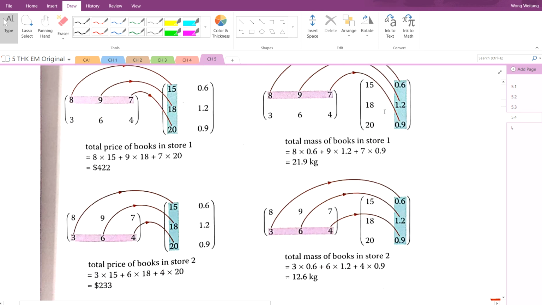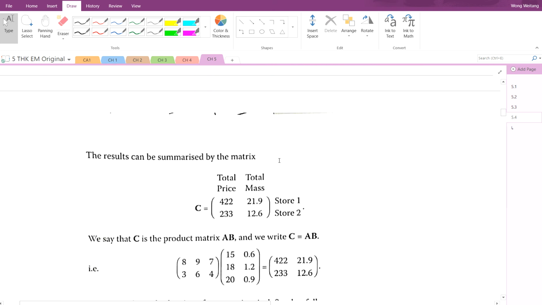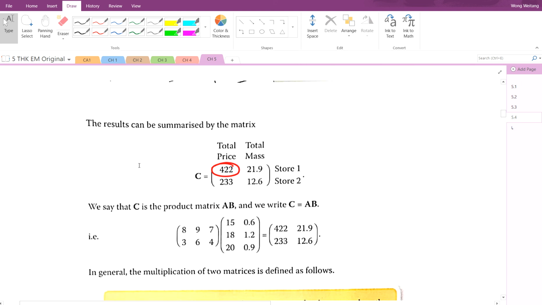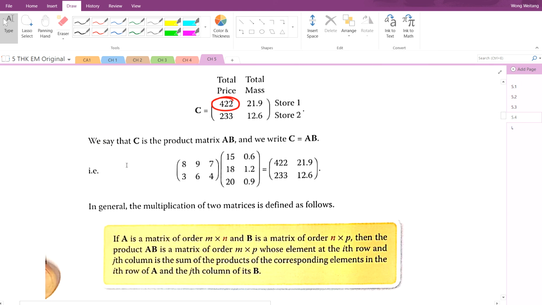For my first element over here, this first element, 422, it is found by taking the first row of the first matrix, multiplied by the first column of the second matrix. Multiply them together, you get 422. Okay, so this diagram describes exactly what I was saying. So just add everything up, multiply, and we get this.